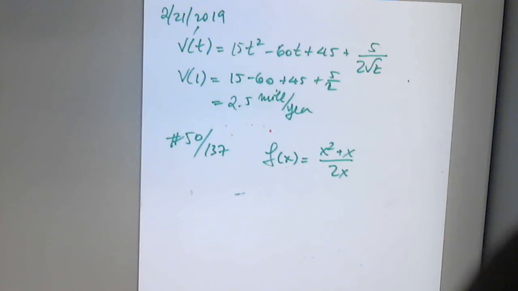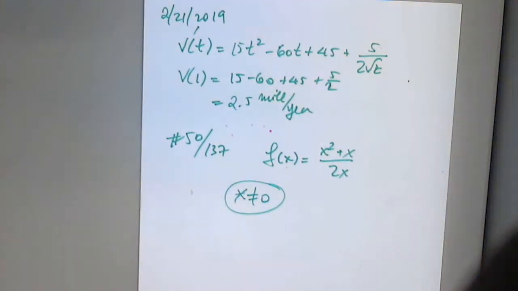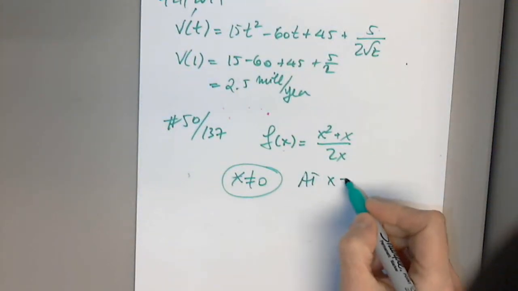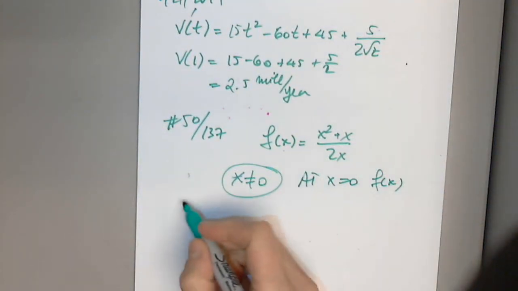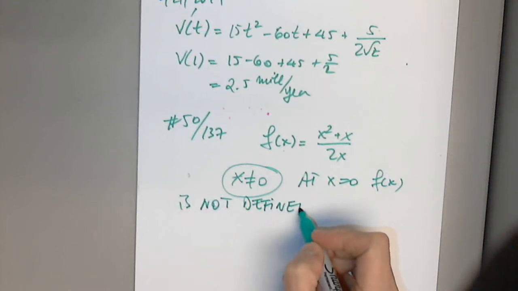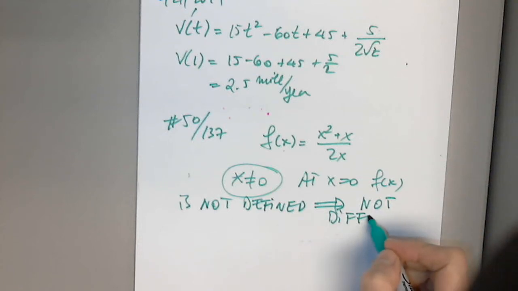Okay? So in this situation, I already noticed that the function is not defined at 0. If a function is not defined at 0, it means it's not continuous at 0, and therefore there is no discussion of differentiability. So at x equals 0, f of x is not defined, and that implies, therefore, not differentiable.